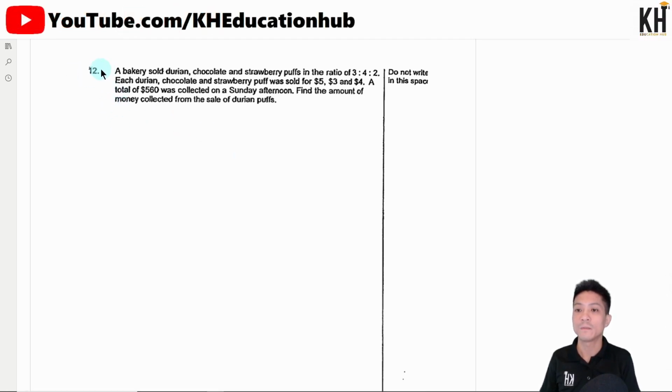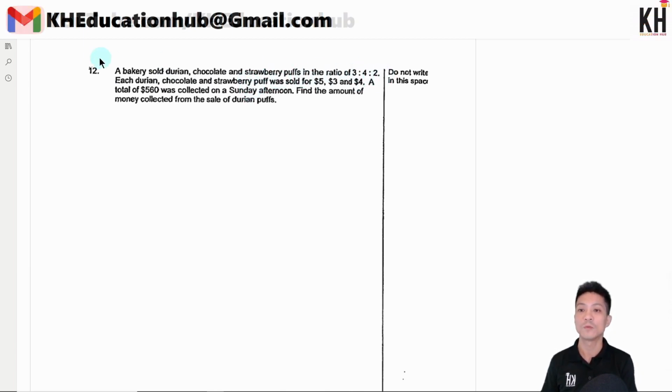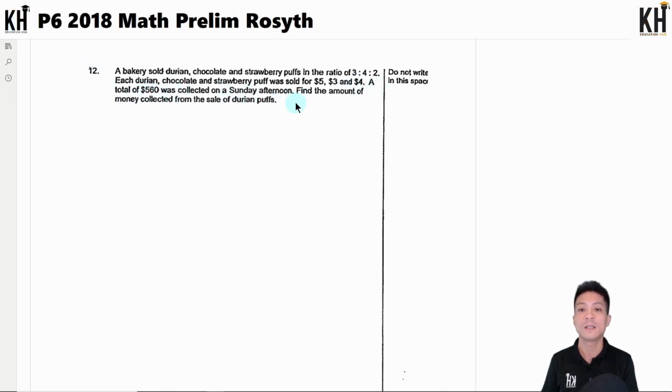Okay, question 12. A bakery sold durian, chocolate, and strawberry puffs in the ratio of 3:4:2. Each durian, chocolate, and strawberry puff was sold at $5, $3, and $4. A total of $560 was collected on a Sunday afternoon. Find the amount of money collected from the sale of the durian puffs.